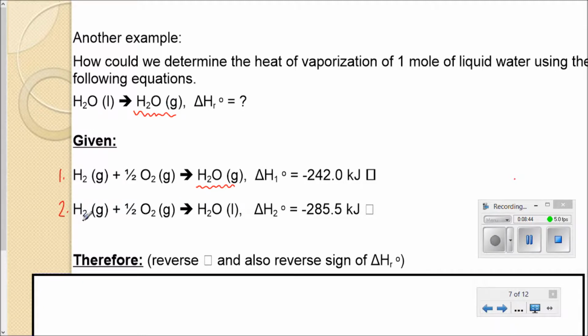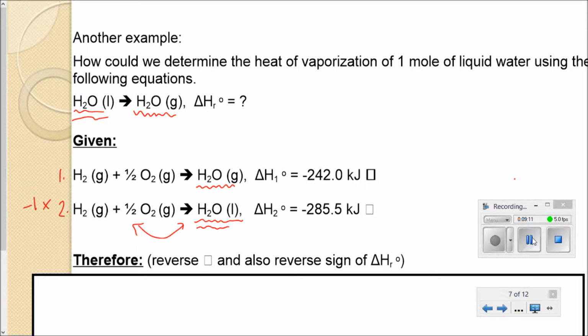Then I do a quick scan of the second equation. I see that H2O liquid is there. It's also here, but it's on the wrong side. So again, what we're going to do is flip equation number 2. So we're going to multiply it by -1. The reactants and products will flip, and that's it. Now, again, we're not going to multiply it by 2. I don't think we need to do that. If you did, you'd have to multiply the enthalpy by 2. Instead, we're just going to multiply it by -1.